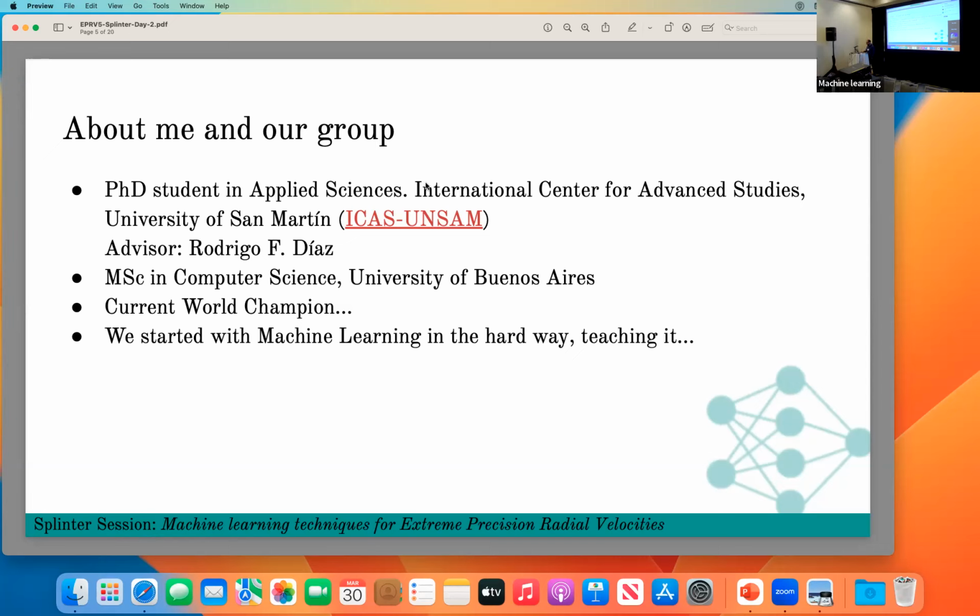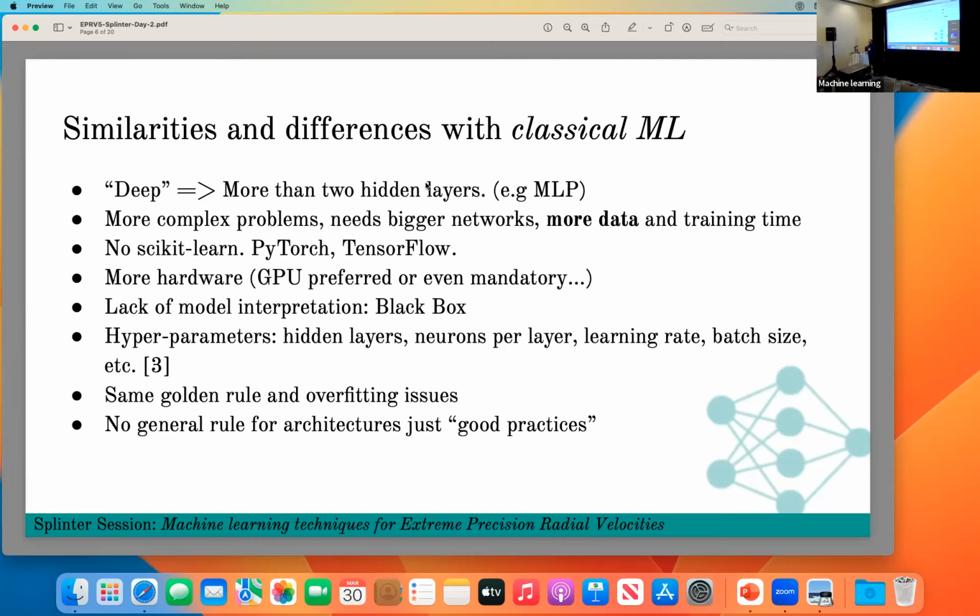Okay, some similarities and differences with classical machine learning. When we say deep, we are talking about neural networks with more than 2 hidden layers, right? Like a multi-layer perceptron. This kind of technique can be used on more complex or specific problems, but usually needs more data, training time, and hardware. The most used libraries are TensorFlow, Keras, and PyTorch. We have several parameters to tune, a lot, and we're still having the black box issues, same golden rule: train, validation, and test, overfitting problems, and no general rules for architectures, right? Just good practice. We're going to talk about this in a moment.